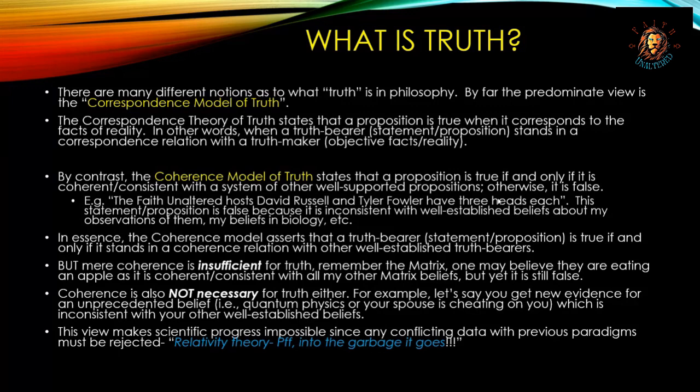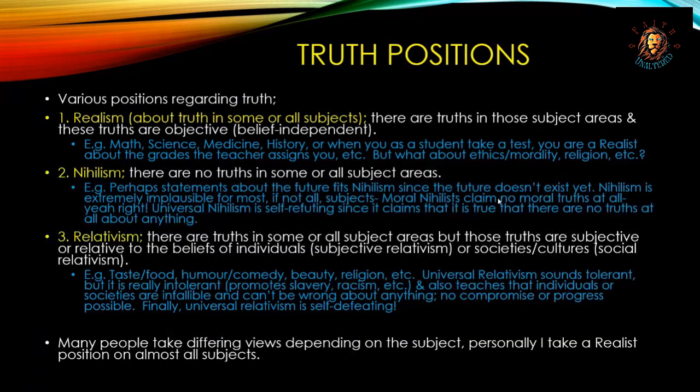So yeah, the coherence model is an utter failure. Not only is it insufficient, but it's not even necessary for truth. And this is one of the reasons why we go by the correspondence model of truth. It doesn't suffer these problems. So, yeah, that's where we're going to be assuming the correspondence model of truth. Now, taking the correspondence model of truth, there are various positions that people take regarding truth. People can be a mixture of these positions depending on the subject, right?